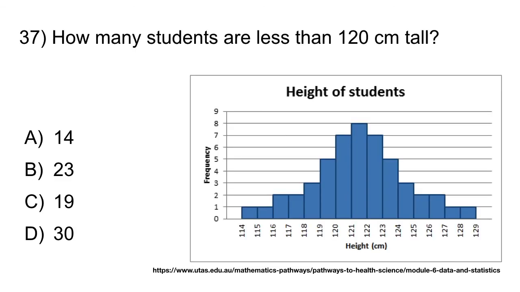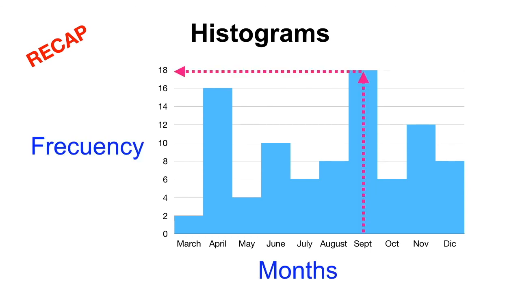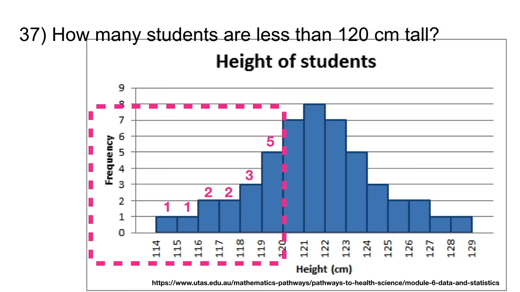All right, so in this one, it asks you how many students are less than 120 centimeters tall. So same thing, I'm not going to go through it. So they're telling you less than 120 centimeters, so you would only look at that part of the histogram. And once again, you follow the bar to the top and then to the left, and that gives you how many people there are in each category.